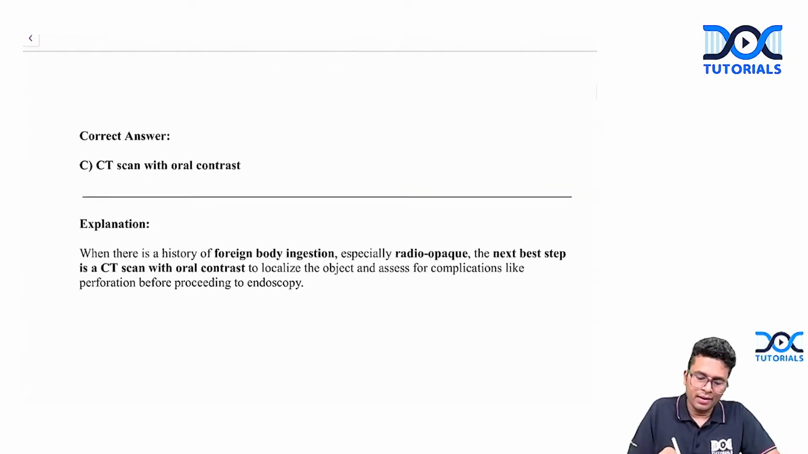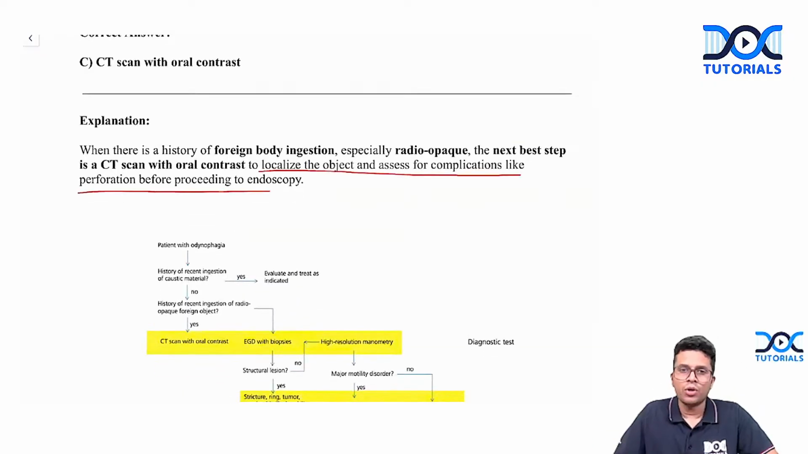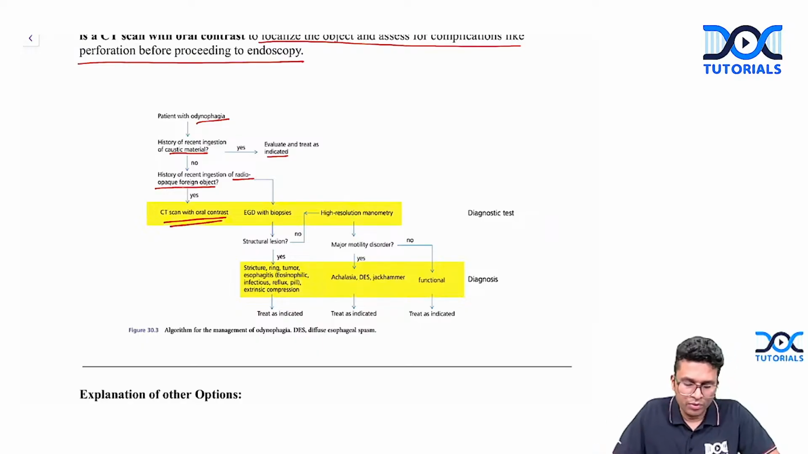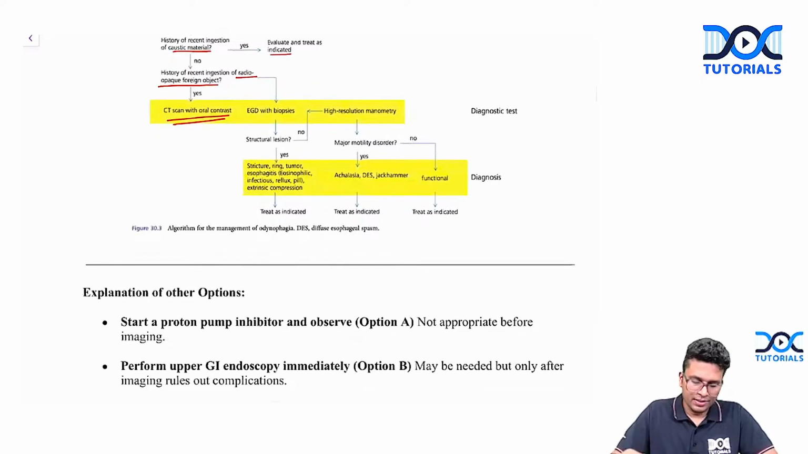Basically, it is done to localize the object and to assess the complications before doing an endoscopy. So that's again important. Whenever somebody presents with odynophagia and there is a history of ingestion of foreign matter, you have to evaluate accordingly, especially if there is a recent history of a radio-opaque foreign object. You have to probably go ahead with a CT scan with oral contrast to rule out any complications. Now this is important, guys. Okay, so the other options, I've explained why they are not the answers.